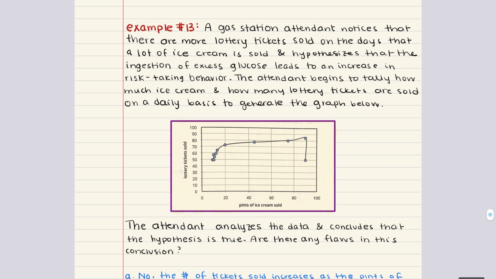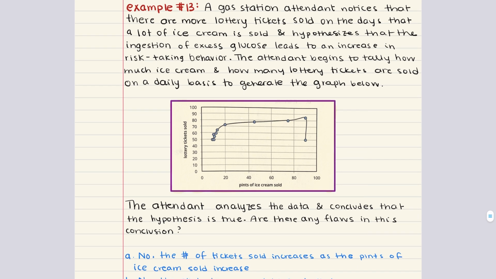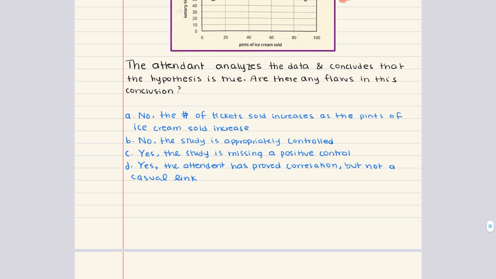Problem 13 says, a gas station attendant notices that there are more lottery tickets sold on the days that a lot of ice cream is sold, and hypothesizes that the ingestion of excess glucose leads to an increase in risk-taking behavior. The attendant begins to tally how much ice cream and how many lottery tickets are sold on a daily basis to generate the graph below. The attendant analyzes the data and concludes that the hypothesis is true. Are there any flaws in this conclusion?